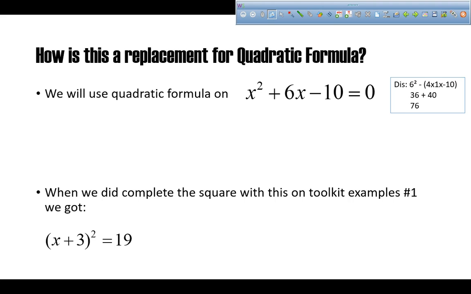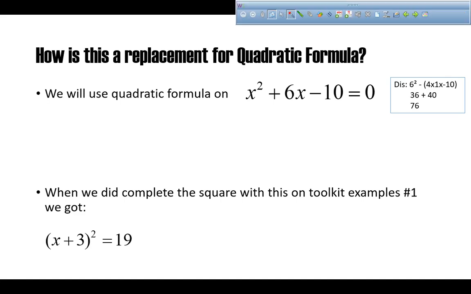So how is this an alternative to quadratic formula? I'm just going to show you how we would get the same thing using quadratic formula. So this is example 1 on your paper. And we just did complete the square and we got this. If I were to use quadratic formula here, I would get a discriminant of 76. I just showed the work here. B squared minus 4 times A times C, 36 plus 40 gives me 76.